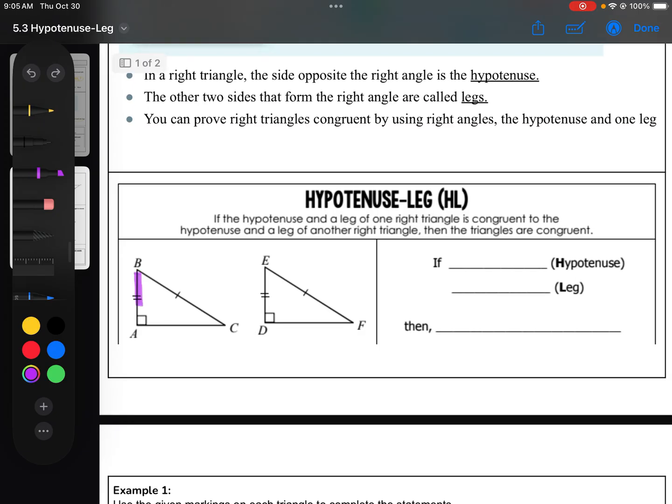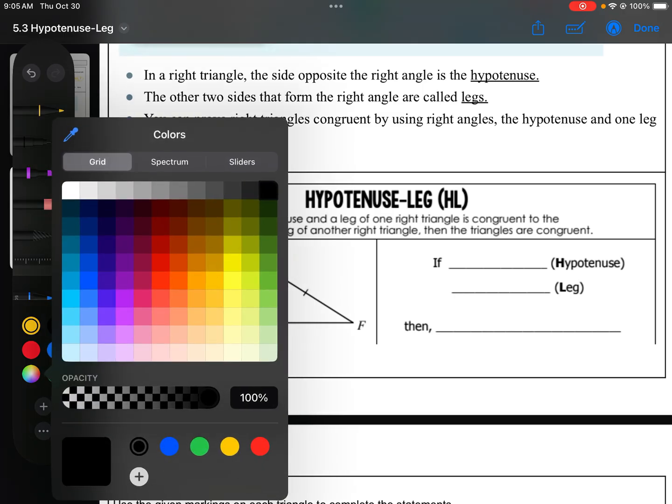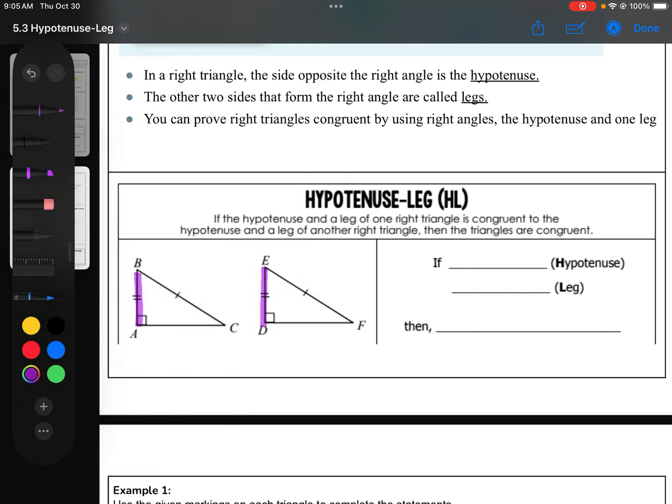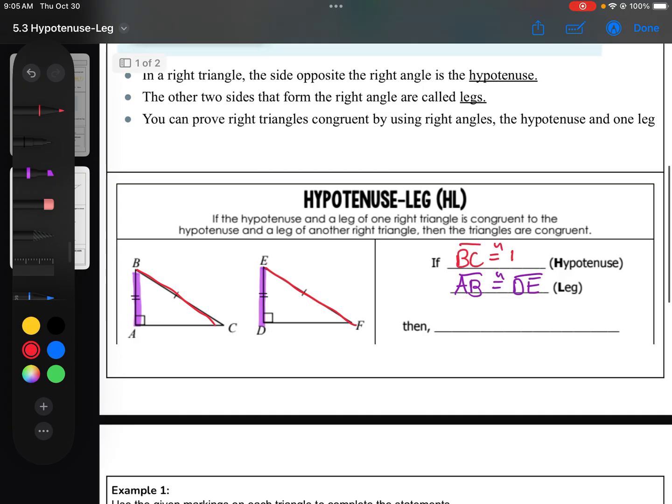So what we're looking at here is this side length AB is the leg, and it's congruent to DE. So we're going to go ahead and write that, and I guess I did this out of order, so let me get my color matching here. Here we go. So we want to write side AB. Oh, I'm sorry. Don't write it there. It's the leg. AB is congruent to DE. Those are the two legs. And then the hypotenuse here, you've got BC is congruent to EF.